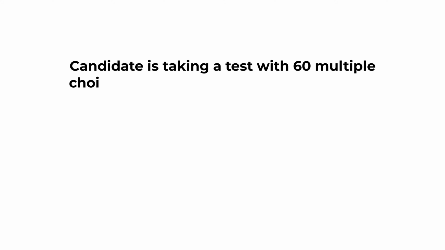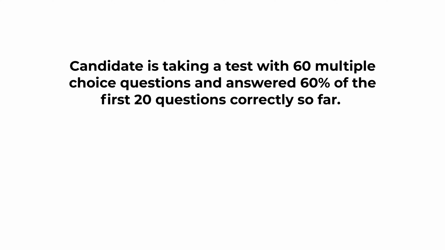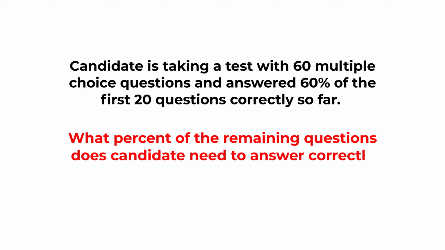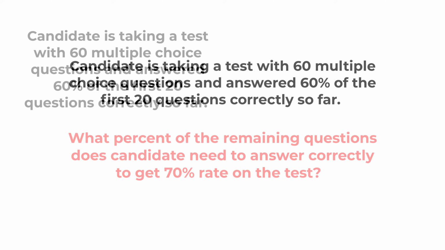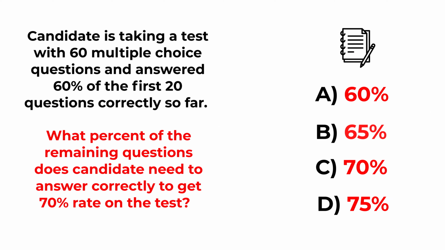Here is one of the frequently used questions to test your understanding of percentages. A candidate is taking a test, so imagine yourself with 60 multiple choice questions and you answered 60% of the first 20 questions correctly so far. What percent of the remaining questions does the candidate need to answer correctly to get a 70% rate on the test? You're presented with 4 different choices. Choice A, 60%, Choice B, 65%, Choice C, 70%, and Choice D, 75%.